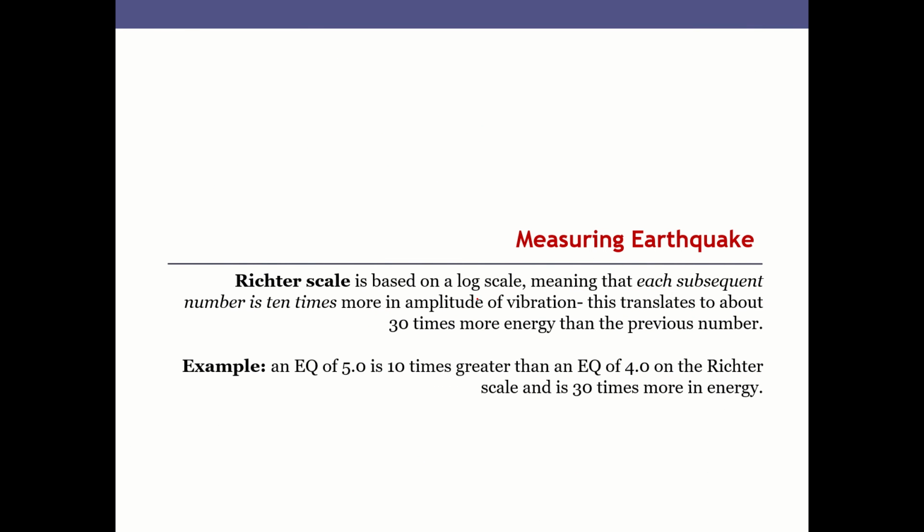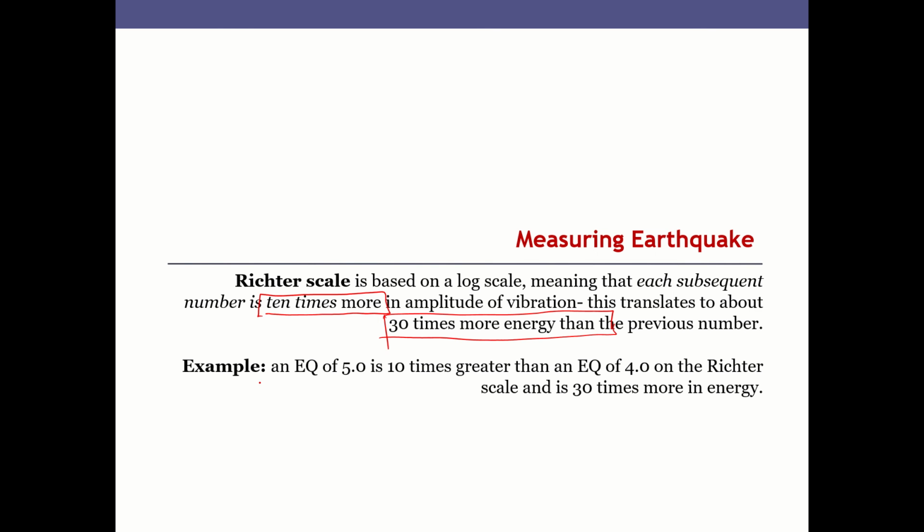So the Richter scale is based on a logarithmic scale, meaning that each subsequent number is 10 times more powerful. This is the underlying thing: 10 times more in amplitude of vibration. This translates into 30 times more energy than the previous one.